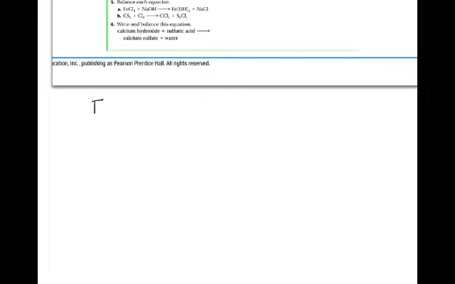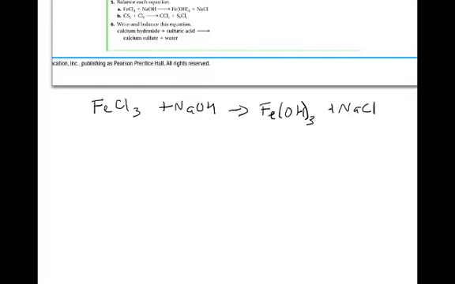Alright, so 5, FeCl3 plus NaOH yields FeOH3 plus NaCl. And if I look at that, let's start with chlorines. We've got 3 on the left, 1 on the right, so I'm going to need 3 over here. And that's good. And then that messes up sodium, so I'm going to put 3 there. And I've got 3 OHs, and I've got 3 OHs, so that's good. So that looks like we're done on that one.